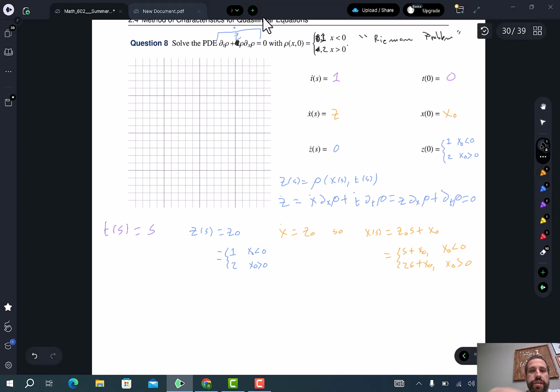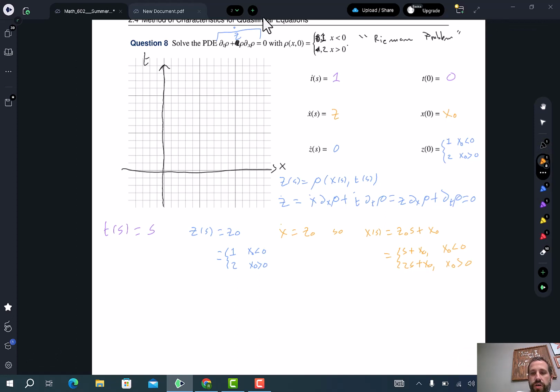Okay, so now let's draw these characteristics. So this will be the t-axis, this is the x-axis. So let's draw the characteristics. So I'm going to split this into two different regions here. Just to have things color-coded, I'm going to do these characteristics in, let's say, red or purple. So this is 2s plus x naught for x naught greater than 0.